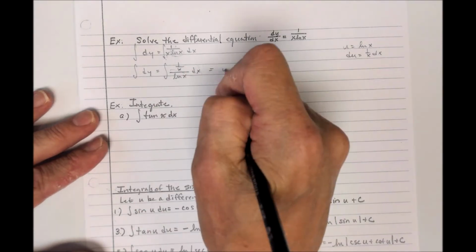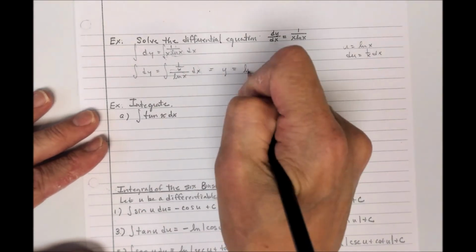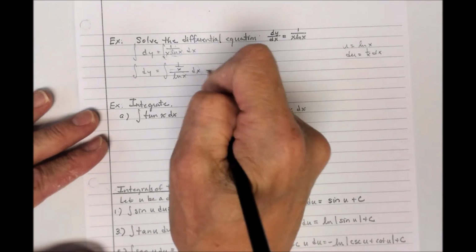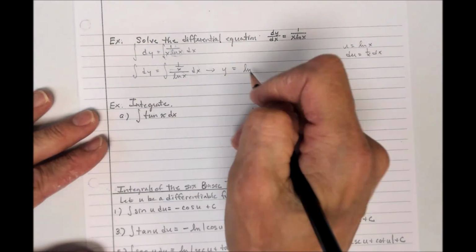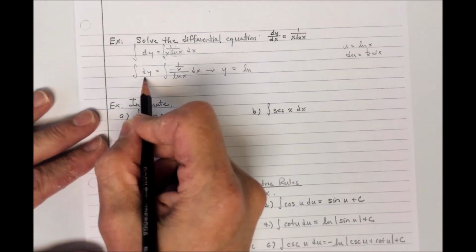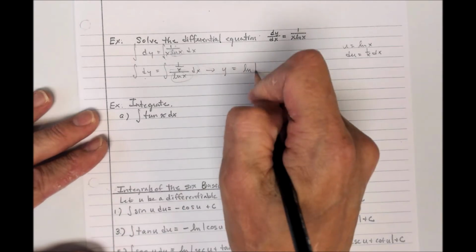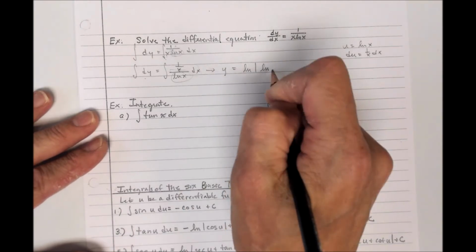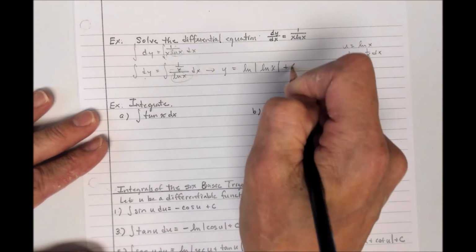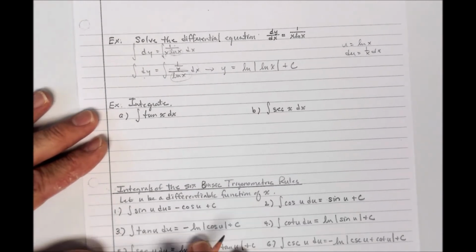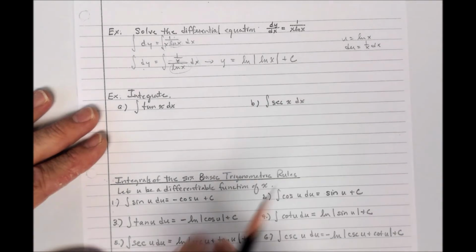So I'm going to get y equals the natural log. I'm going to run out of space down here. Y equals, the integral of dy is y. And this is going to be the natural log of u, which is the absolute value of the natural log of x plus c. So that looks kind of weird. I don't know if you've ever seen an expression where the natural log of a natural log, but we have to have the absolute values as well.